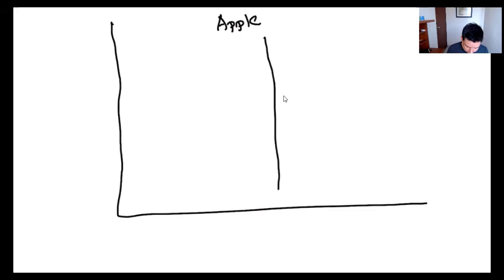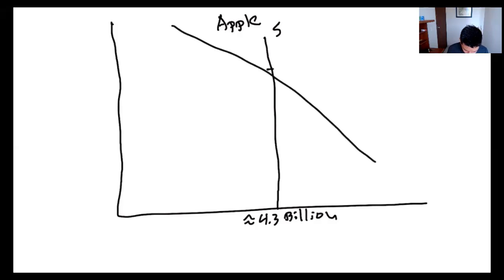Their supply curve is going to be vertical because there's no cost for Apple to say how many shares are going to be outstanding. Right now, Apple has roughly 4.3 billion shares out there, and at Thursday's close, the price was roughly, let's say right here, $385 a share. And they announced on Thursday that they're going to do a 4-to-1 stock split.